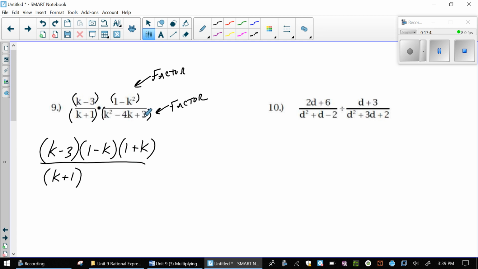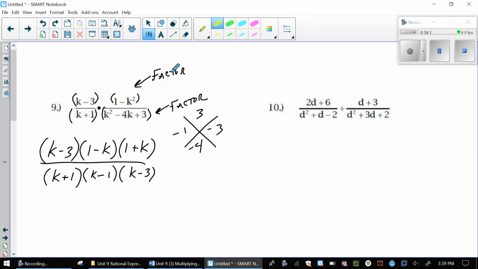I already factored, but we need to factor this, so let's use our big X. And positive 3 on the top, negative 4 on the bottom. So to get that, negative 1 times negative 3. And again, since this is just k squared, no coefficient, okay, we can go straight to our factors and write them as k minus 1 and k minus 3. All right, now once we factor that, here's the fun part. Simplifying, look at what's the same. K minus 3, k minus 3. Those cancel out.